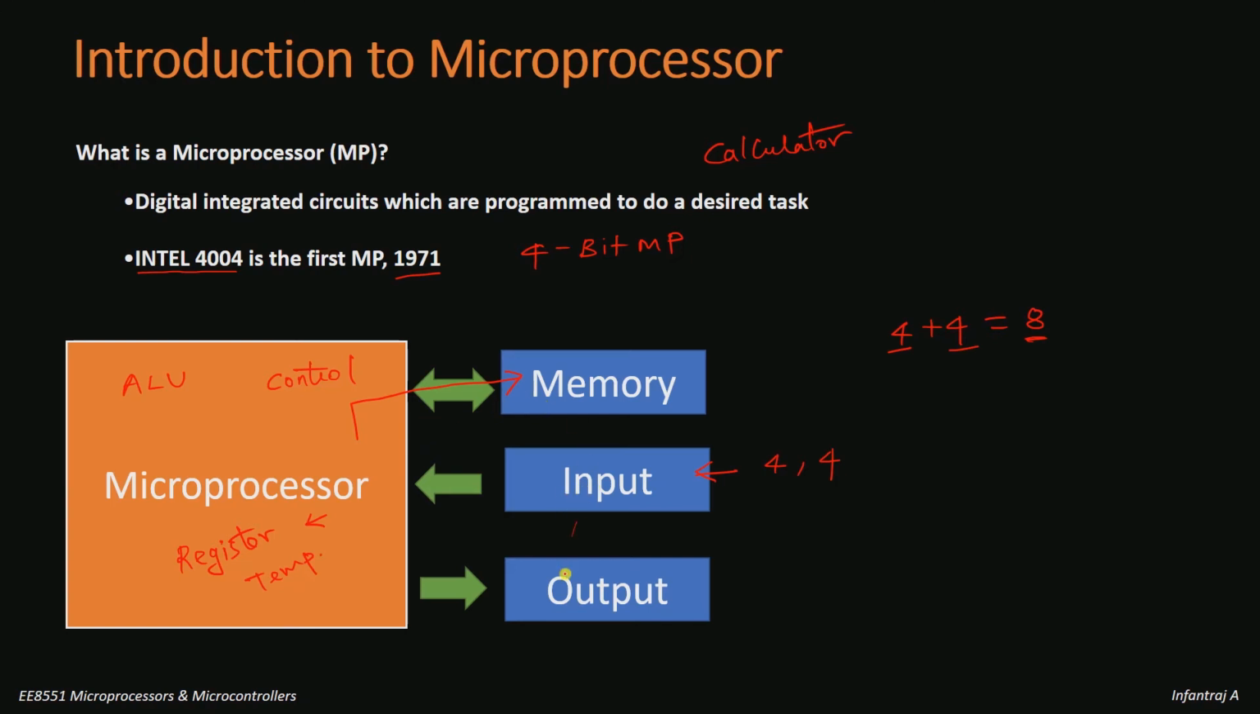Then you have the input devices and output devices. Say you are going to design a calculator, then the output of this addition process should be available on an LCD display. So the LCD display is a peripheral. So this is all about the fundamentals of a microprocessor.